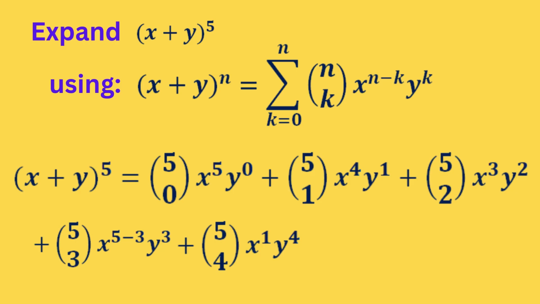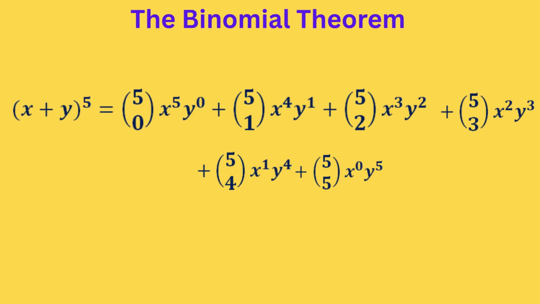For the sixth and final term, we substitute 5 for n as we did for all the terms. The value of k will now be 5. x to the power of n minus k is x raised to the power 5 minus 5, which is 0, while y to the power of k is y to the power 5. Now, let's simplify each term. In the first term, the value of 5 choose 0 is 1, and y to the power of 0 is also 1. So the first term is x to the power of 5.